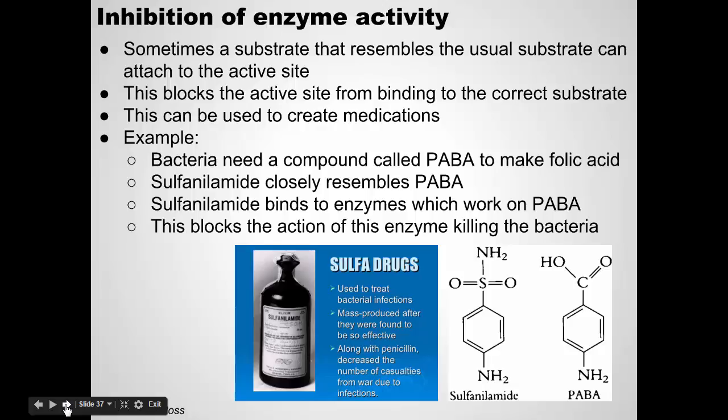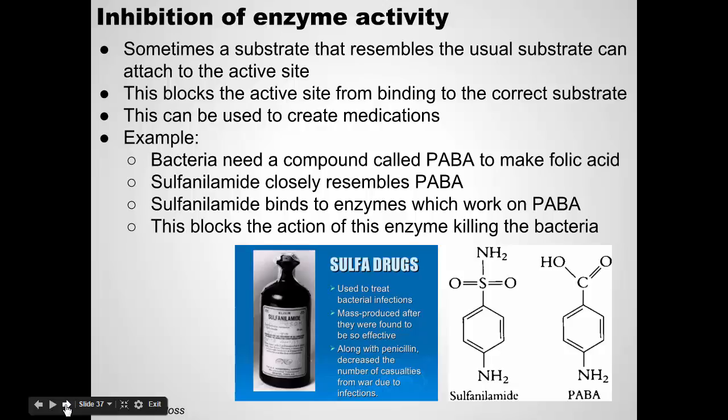And sulfa drugs basically mimic a compound that's found in bacteria. It's called PABA, and this is its structure. It's used by bacteria to make folic acid. Folic acid is an important vitamin that we need. We get it in our diet, but bacteria have to synthesize it. They make it inside of their cells. But to do that, they need this molecule. The sulfa drug, which is sulfanilamide, mimics it.